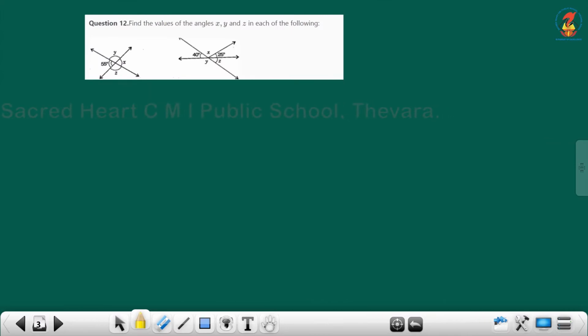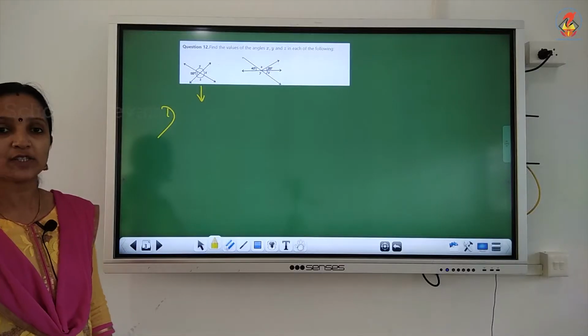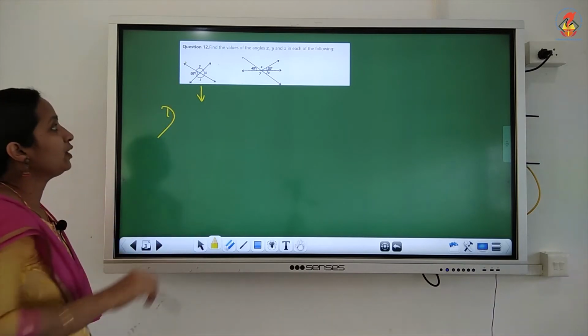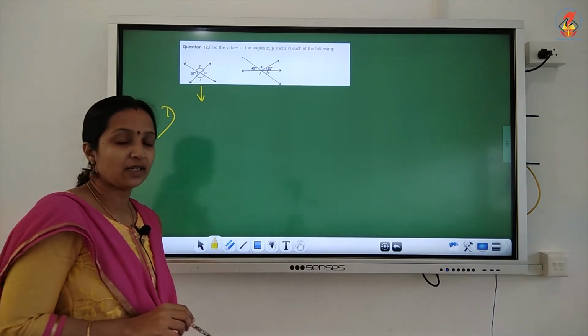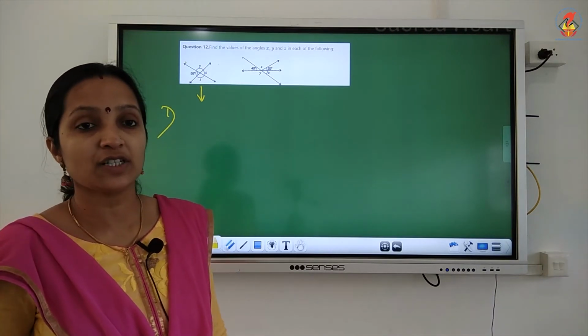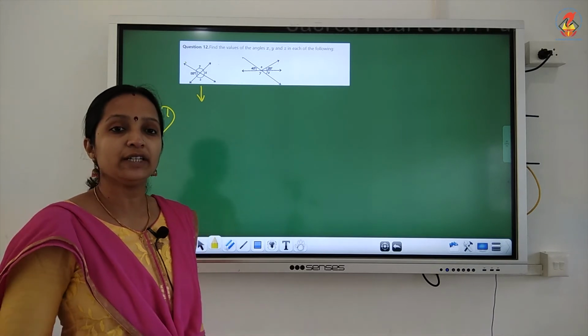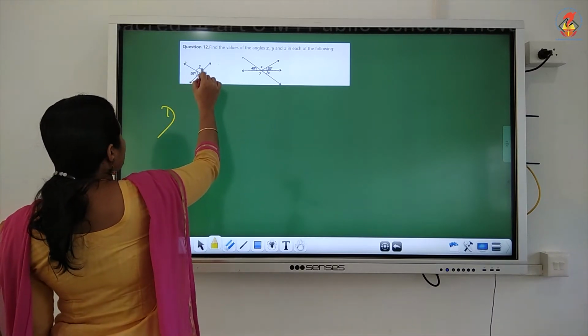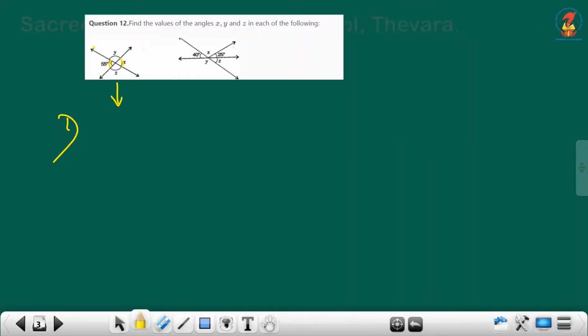Now find the values of x, y, z in each of the following. Take the first figure, and we have to find the value of x, y and z. Two lines are intersecting and we get four angles here. When two lines intersect, the angles opposite to each other at the point of intersection are vertically opposite angles, and we already studied that vertically opposite angles are equal. You can see that x and 55 are vertically opposite angles. So x is equal to 55 degree.